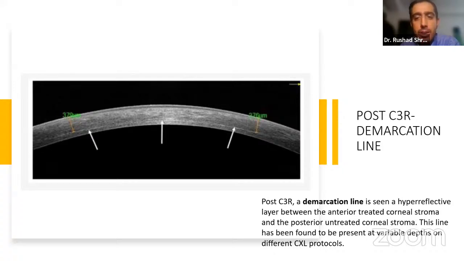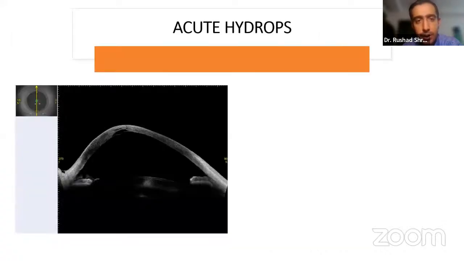So this demarcation line gives you a suggestion whether the cross-linking procedure that you've done is actually working. It's a layer of dead keratocytes at the level where the cross-linking effect has taken place in the stroma. So this is useful in various studies to see how deep the cross-linking has actually worked, because as was mentioned in the previous talk, the deeper layers of the stroma are less strong, so you're trying to stiffen them to give increased strength to the cornea.